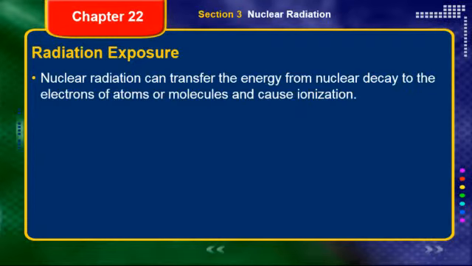Moving on to radiation exposure. Nuclear radiation can transfer energy from nuclear decay to the electrons of atoms or molecules and cause ionization. We've already talked about in class a very, very general, zoomed out description of free radical formation and the role that extra free energy plays in that process. Nuclear radiation is very commonly the source of that energy.